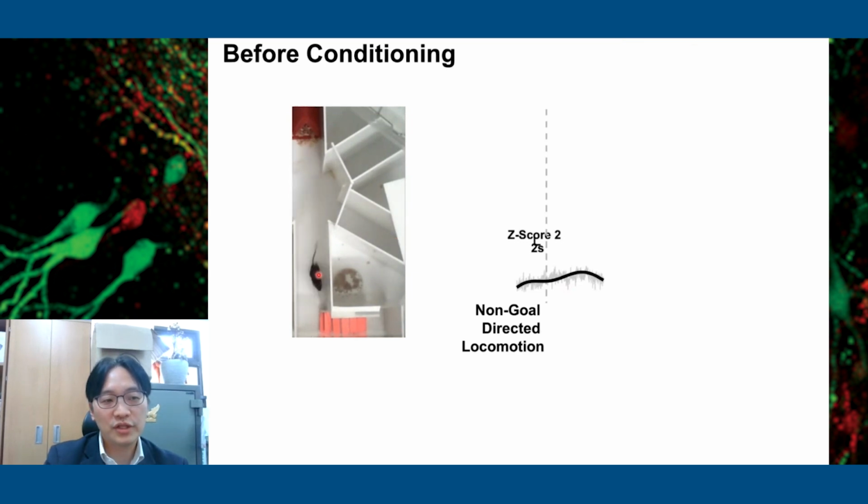So the neural activity did not go up until the mouse discovers the food. So this is non-goal directed locomotion until now. And as soon as there is food at the end of the corridor, and when they find the food and approach the food and start to eat the food, it goes up. So we could see that neuronal activity goes up before the contact.